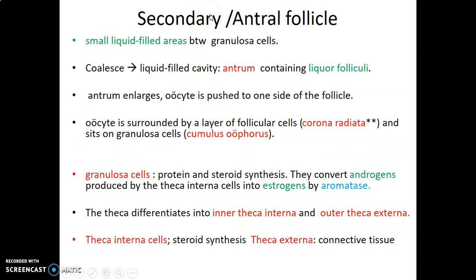So after you formed your primary follicle, you get your secondary or antral follicles. The follicles start forming liquid-filled areas between granulosa cells. These liquid-filled areas coalesce and form an antrum, which contain liquor folliculi. The antrum enlarges and pushes the oocyte to one side of the follicle. Therefore, the oocyte is now surrounded by a layer of follicular cells. These are the corona radiata, and the oocyte will rest on granulosa cells that we call the cumulus oophorus.